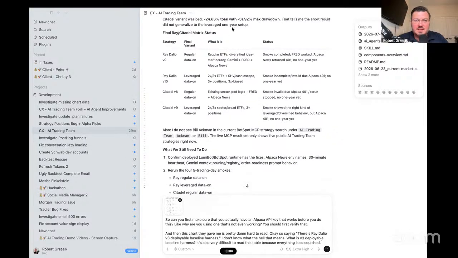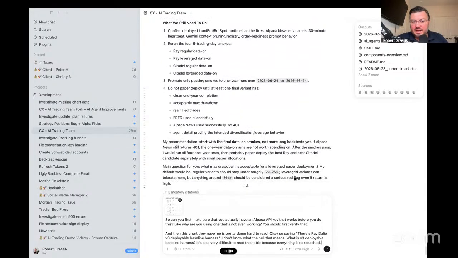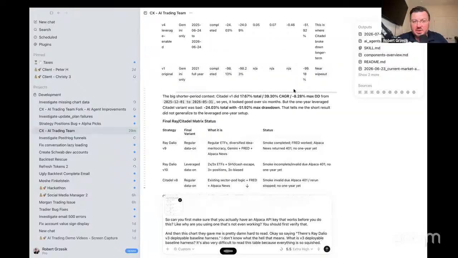And you're saying final Ray Citadel matrix status. So Ray Dalio V9. What is V9 and V10? First of all, I hope these are two different strategies. Ray Dalio leveraged and Ray Dalio regular should be two separate strategies. Same thing with Citadel regular versus Citadel leverage. That should not be V9 and V10 or V8 and V9. Those should be two completely separate strategies, right? Leveraged Ray Dalio and leveraged Citadel are their own strategies, not just different versions. And I don't care about the Bill Ackman or any of that kind of stuff. That is not relevant. I only care about Ray Dalio and Citadel.